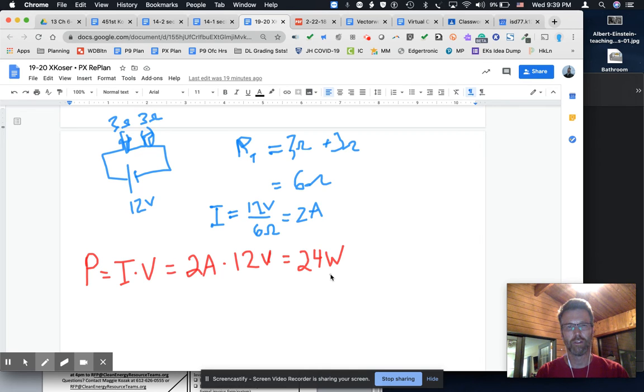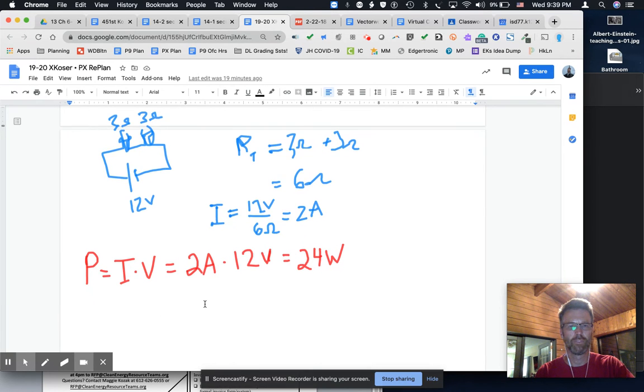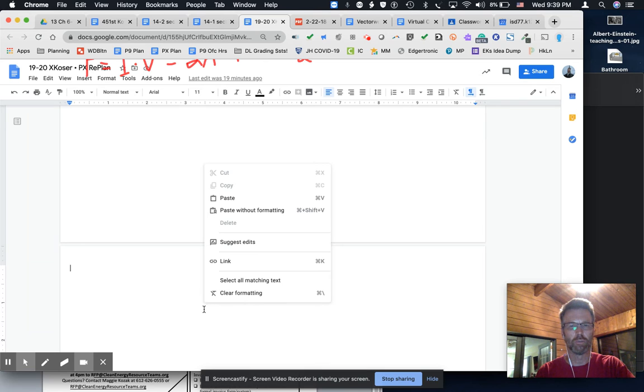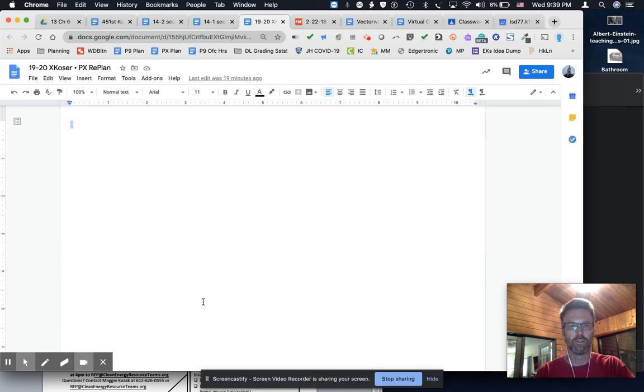So that's the setup for a little challenge. Consider this. We now know electrical power is current times voltage. You also recognize simply that power means energy over time.